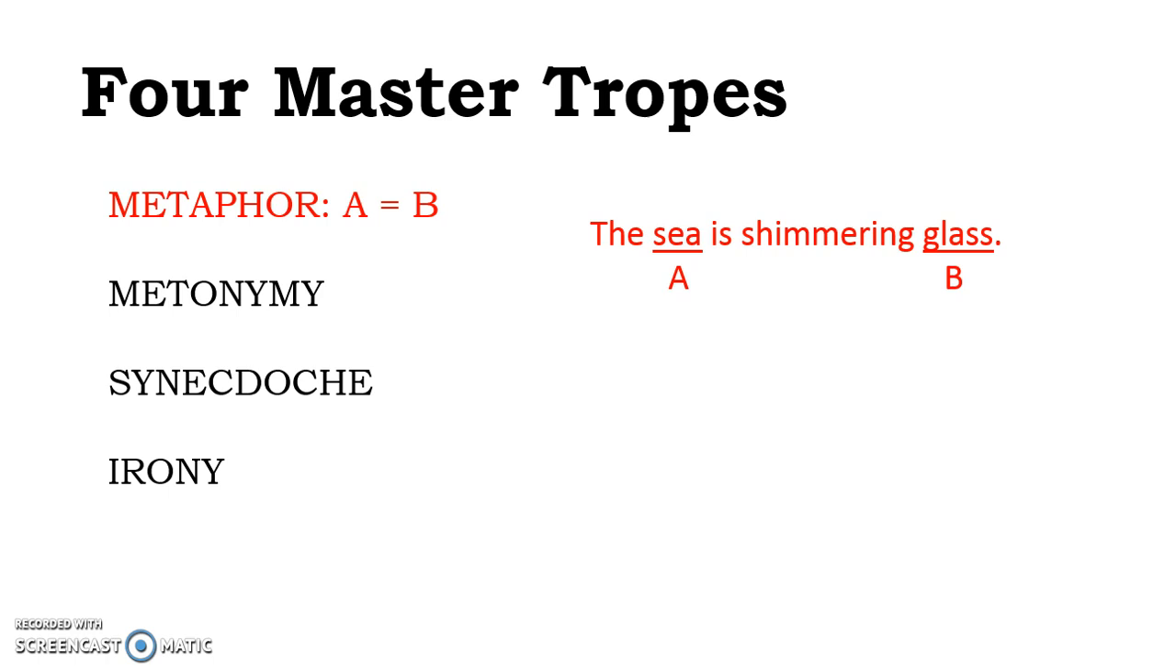Metaphor states A equals B. One thing equals another thing. Take this example sentence: "The sea is shimmering glass." Here, A is the tenor, and B is the vehicle, to use the language of I.A. Richards. The sea is being identified with glass, and the comparison is made because the sea is shimmering.